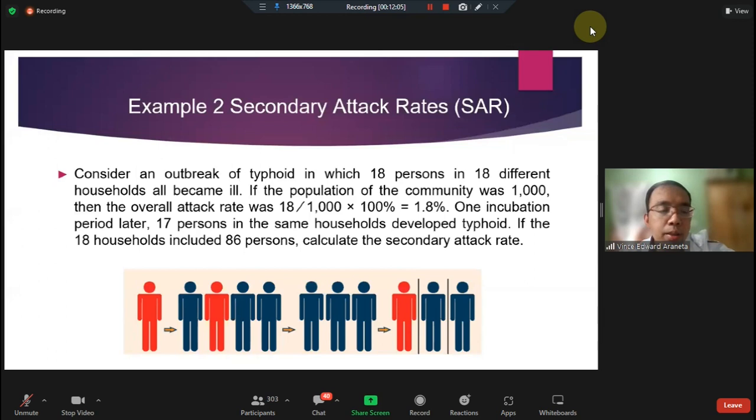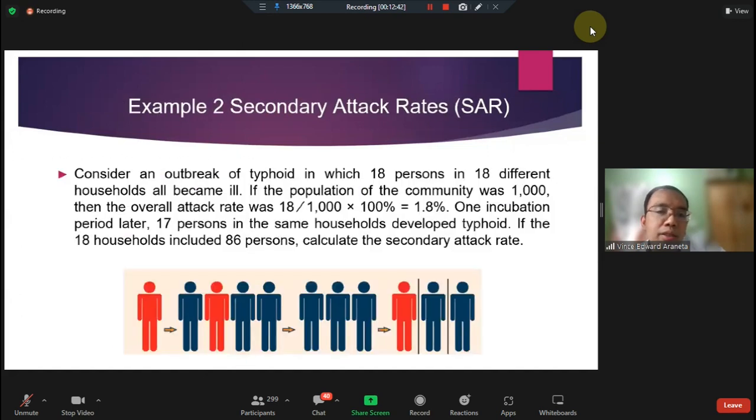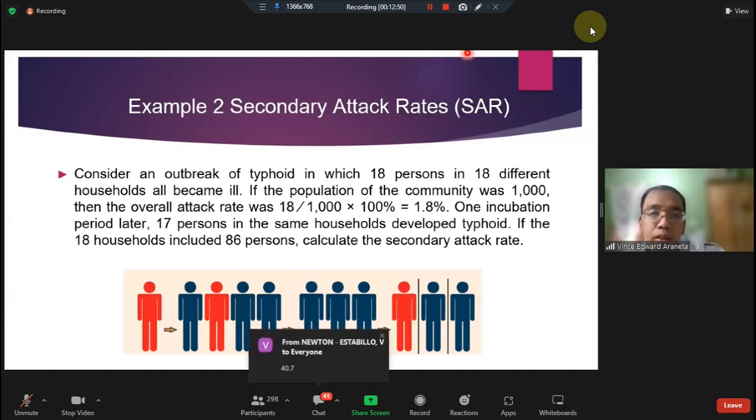Again, 86 persons and then 17 on the primary attack. You have to take that into account in computing for the secondary attack rate. No other answers? Remember in the previous examples, primary cases are already excluded in the number. Would others have other answers?